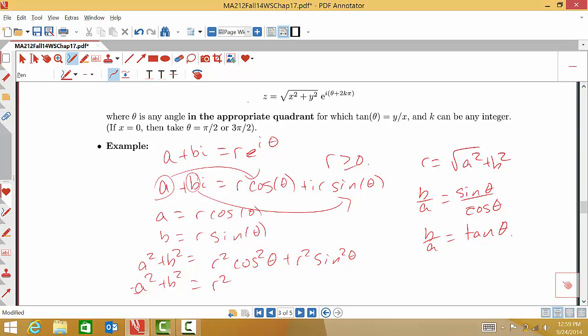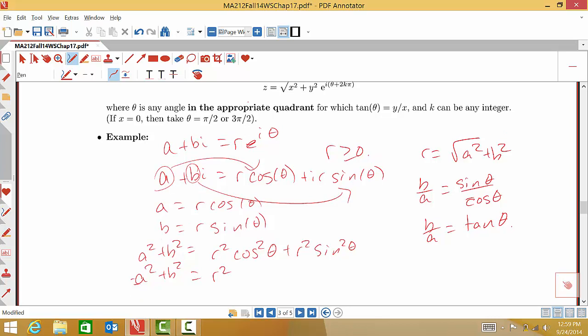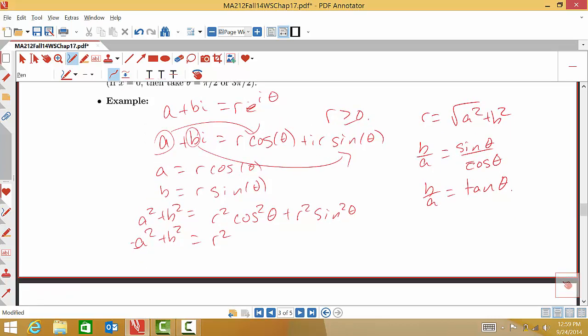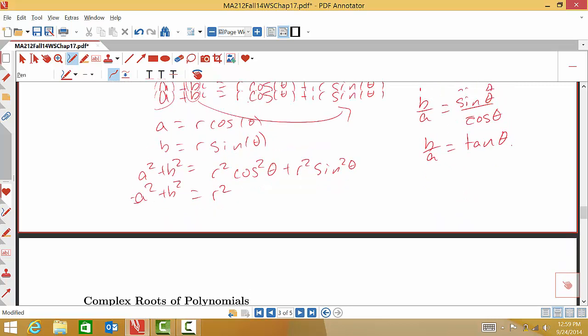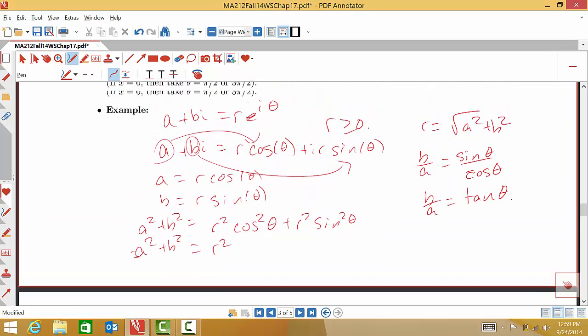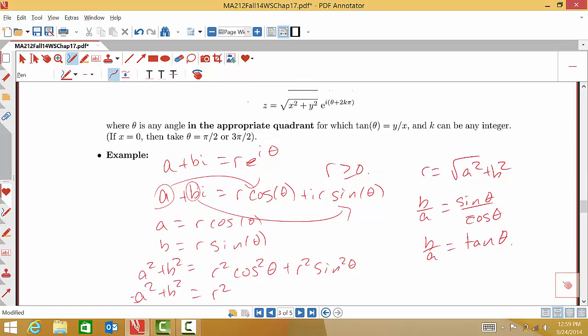So for example, if my complex number is in the first quadrant, then my theta should be between 0 and pi over 2. If my complex number is in the second quadrant, then my theta needs to be between pi over 2 and pi. Third quadrant, pi to 3 pi over 2, and so on and so forth. So that's it. Let's do a concrete example.